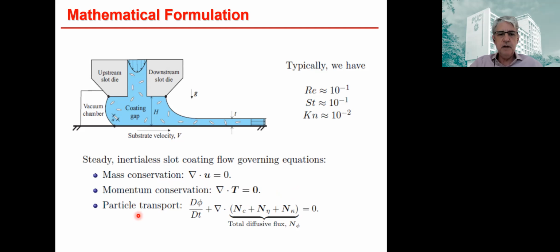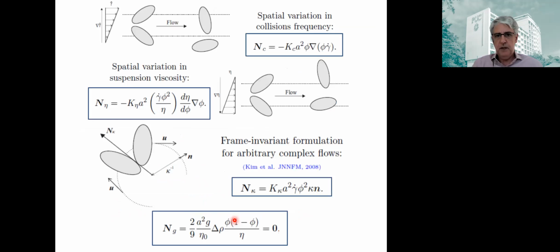What's different now is that we have a particle transport equation. So there's going to be an extra field of particle concentration that will vary with position. We have a convective transport of the particles and then a diffusive term. And these diffusive fluxes are going to be associated with the flow, so this is like a flow-induced diffusion. And we include different parts of this total diffusion flux.